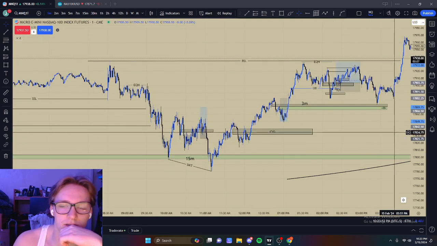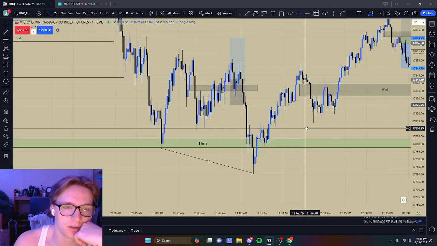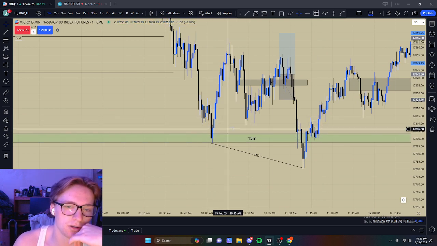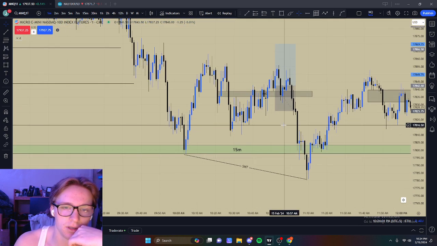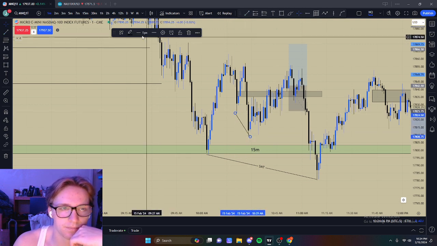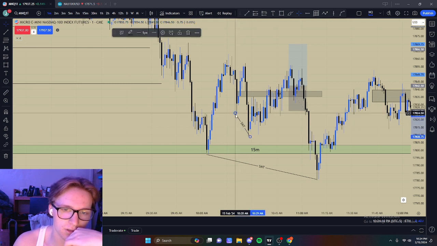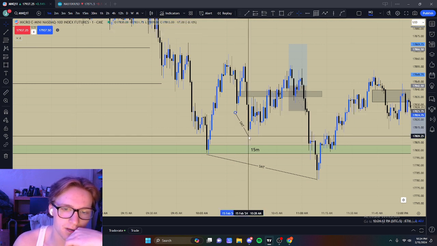So our first trade was our losing trade. We kind of tried to take it a little bit earlier. We saw a good rejection off this 15-minute bullish fair value gap. We had an SMT right here, which is just a divergence. So that was good confirmation for us.